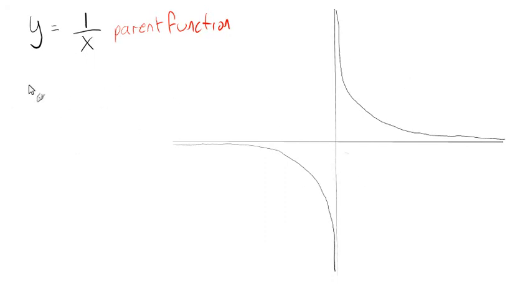Now this graph, its shape, has been given a name, and its name is a hyperbola. Not to be confused with hyperbole, which is a completely different thing. This is a hyperbola. This double swooping curve thing, right? That's what a hyperbola is.